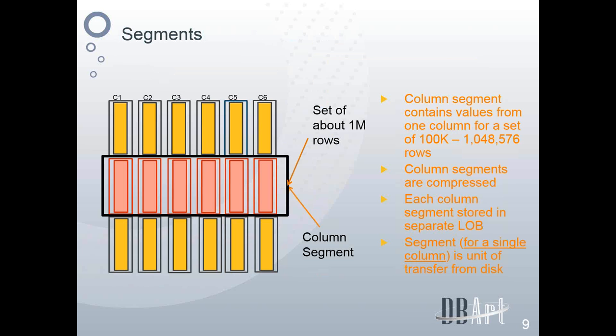How is data stored inside the index? Data is stored in segments. An entire column cannot be stored in a single page, so the rows in a table are divided into segments. Each segment can contain between 100,000 and a little bit more than 1 million rows, this exact number of rows. Who decides how many rows will be in each segment? We'll talk about it. Each segment is compressed.